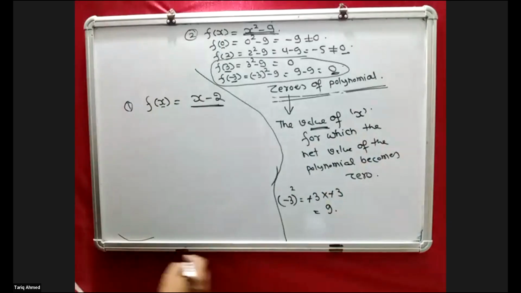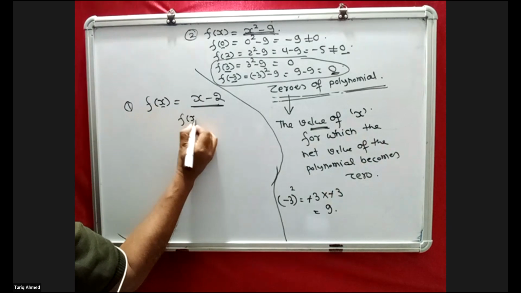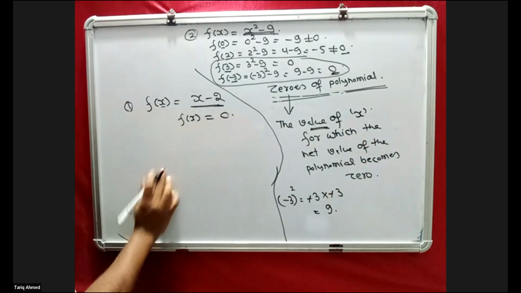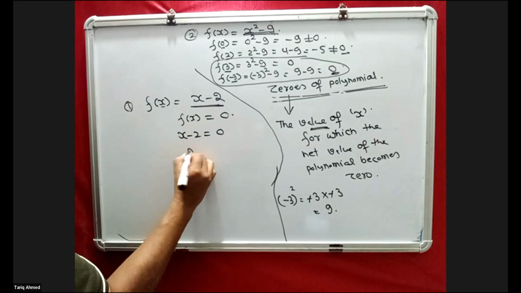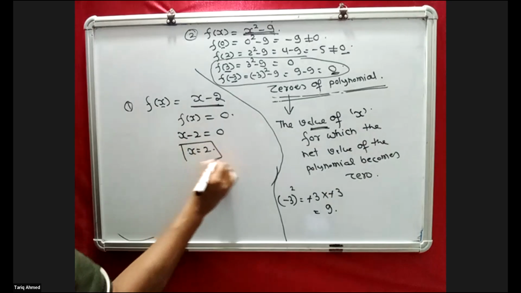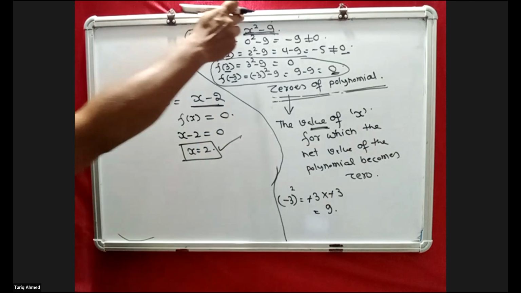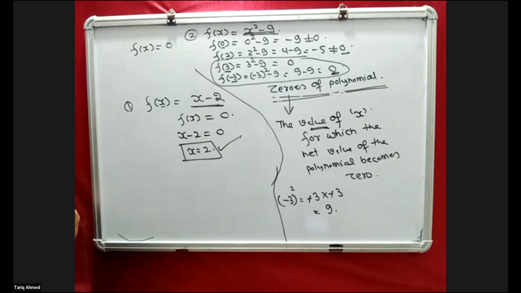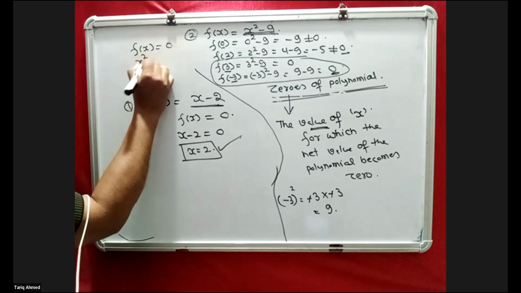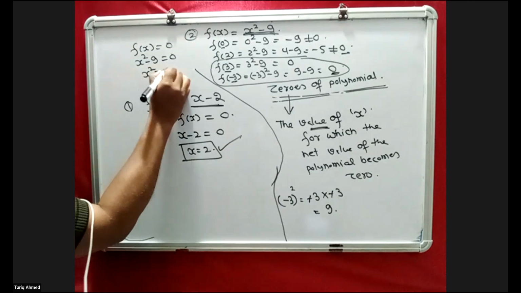So we have to do one thing. If we want to find the zero of this polynomial, then put this equal to 0. Means x minus 2 equals 0. So we will get x as 2. And definitely this is a zero of this polynomial. Similarly, from here, we have to put f(x) equals 0. Means x square minus 9 equals 0. Then x square equals 9.